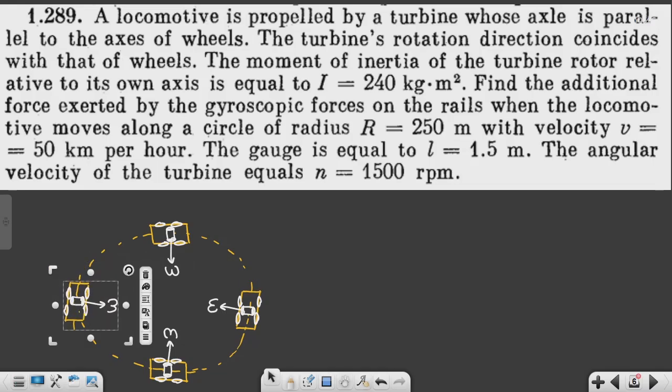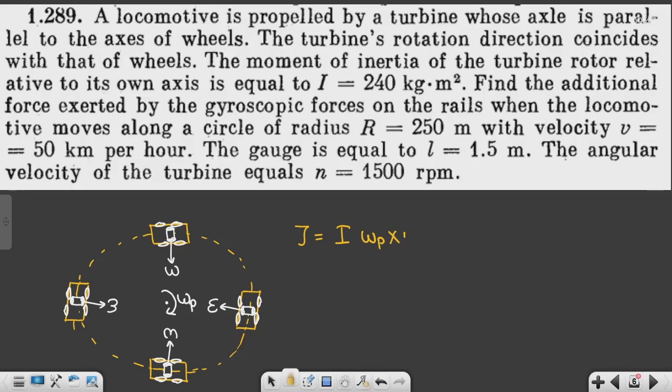So you're seeing that the angular velocity vector is also rotating, isn't it? First in this direction, then in this direction, then in this direction. So with what velocity is the angular velocity rotating? Omega p. Same as the angular velocity of this train about this track. So torque is nothing but I, moment of inertia of the turbine, into omega p cross omega. And omega p is nothing but v by r.